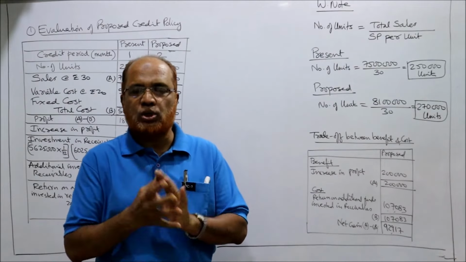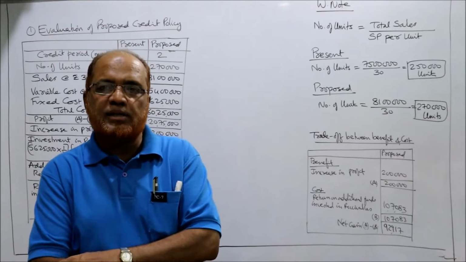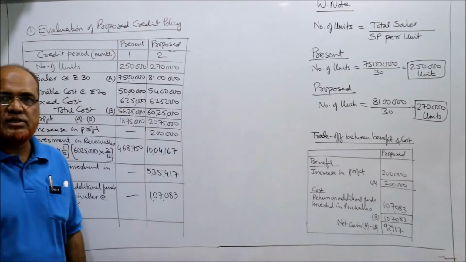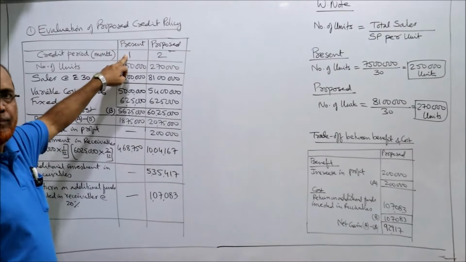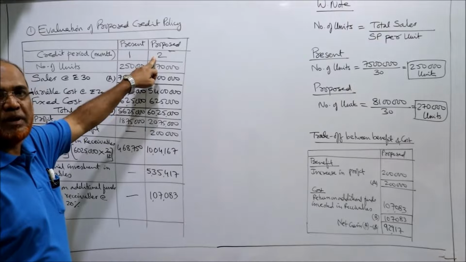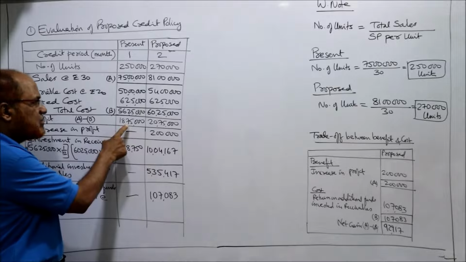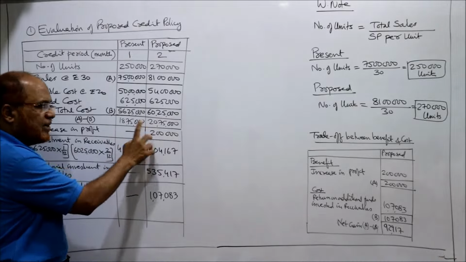Now conclusion. Conclusion ये है कि प्रॉब्लम में ये पूछ रहा है कि ये proposed policy adopt करना या नहीं करना. Should we adopt the proposed policy or not? So present policy we are giving 1 month period, and proposed policy we want to double it, 2 months period. तो 1 महीने से बढ़ा के 2 महीने कर देंगे तो profit will increase from 18,75,000 to 20,75,000. तो increase in profit is 2 lakh.